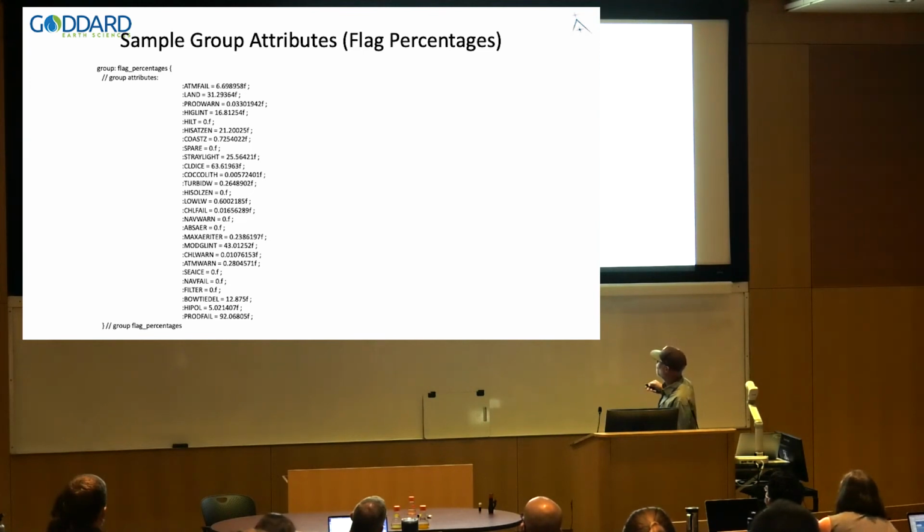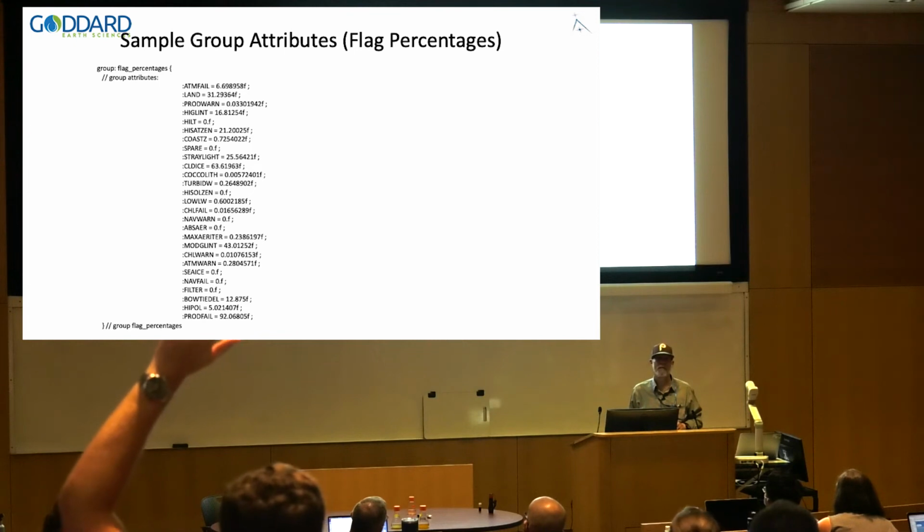And then the number of other flags that failed is a combination of all of the flags that basically prevent us from, in this case, retrieving ocean color for that pixel or for that file.